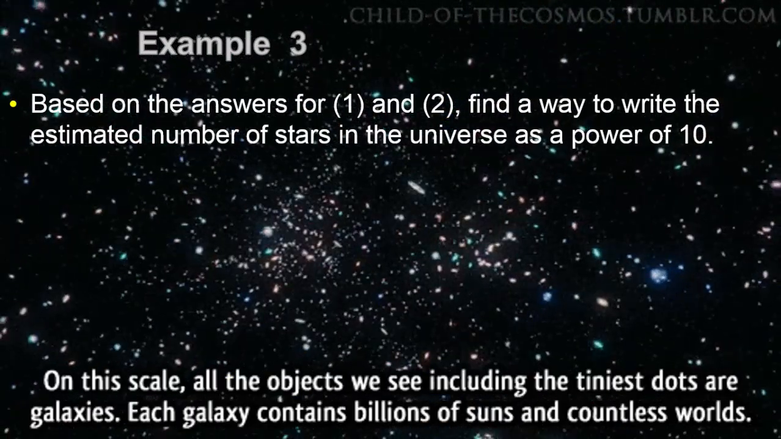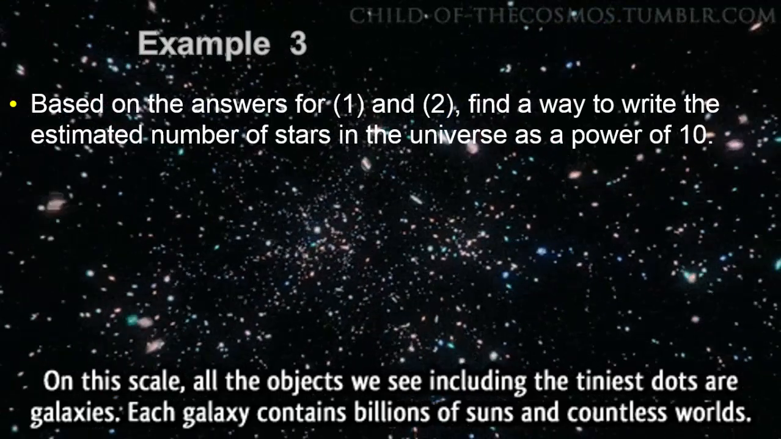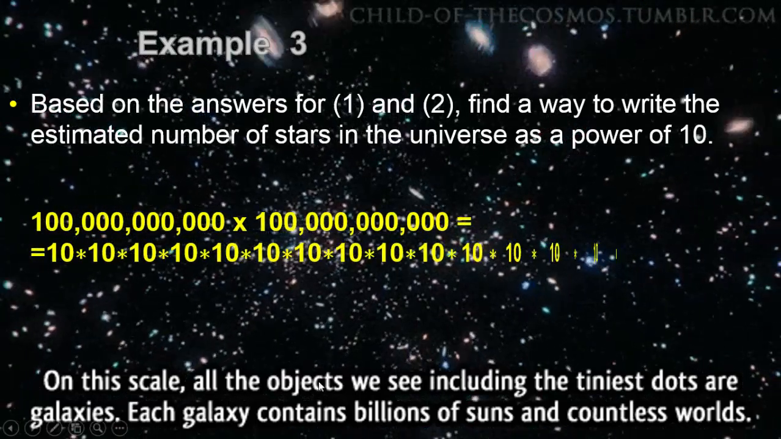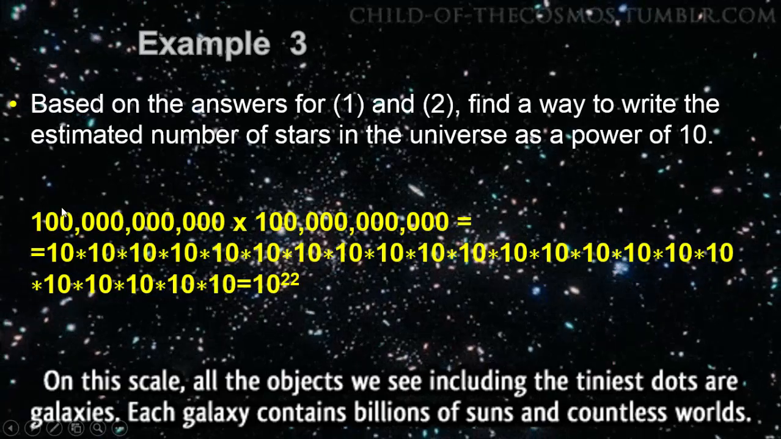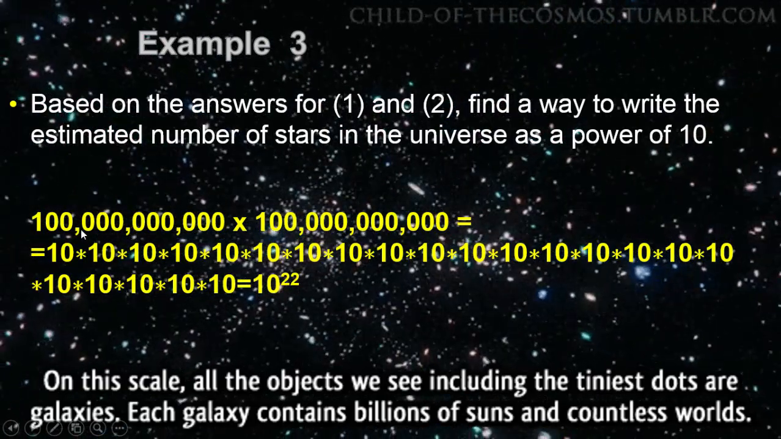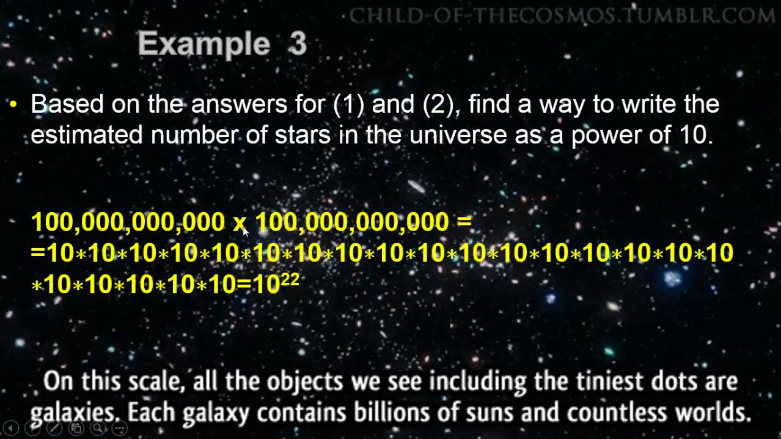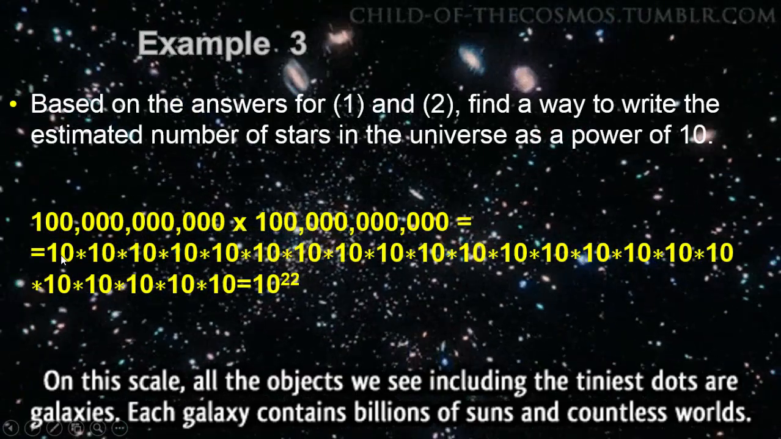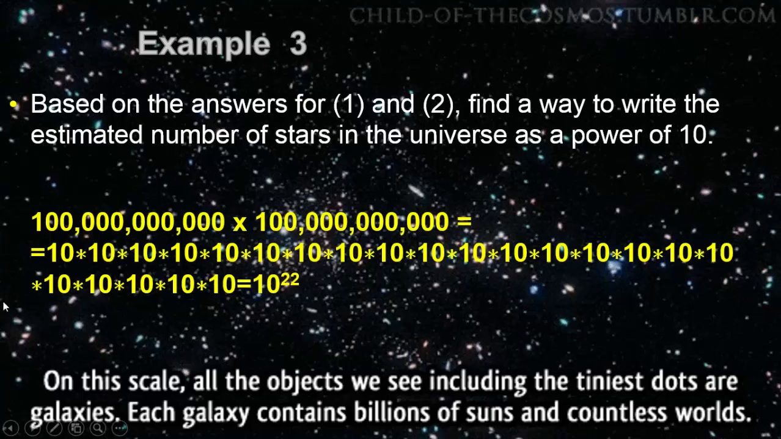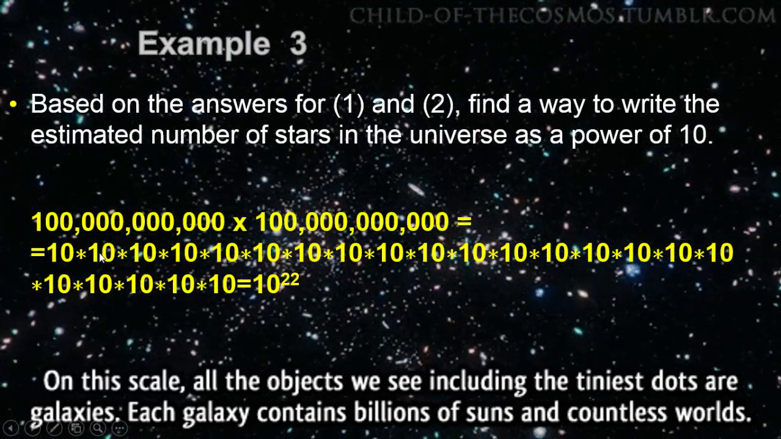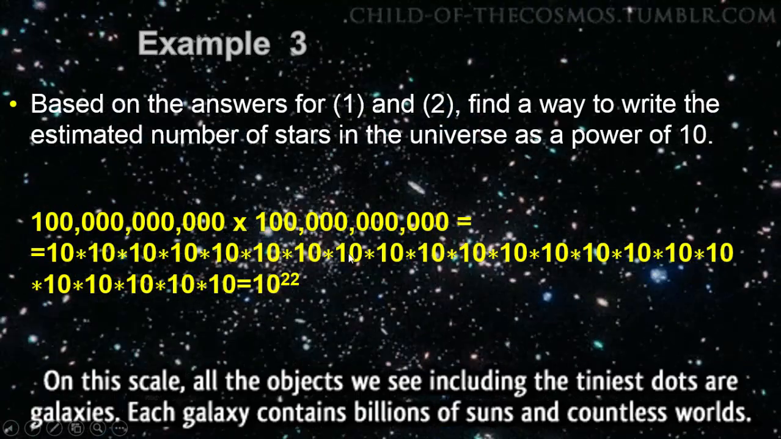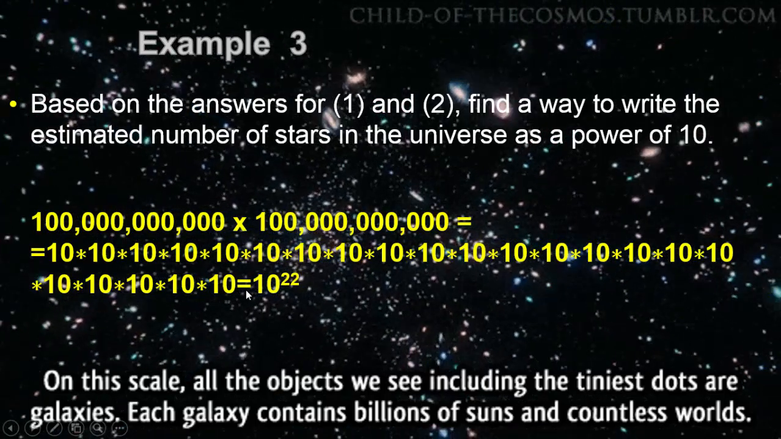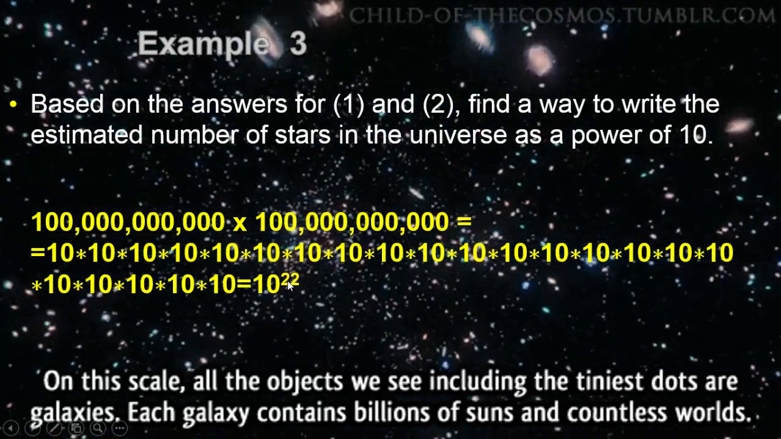Based on the answers for 1 and 2, find a way to write the estimated number of stars in the universe as a power of 10. Well, we found out that there were 100 billion times 100 billion, and that means it's 100 followed by 9 zeros times 100 followed by 9 zeros, and that means we have to multiply 10 by itself 22 times. But this is the same thing as 10 to the 22nd power.